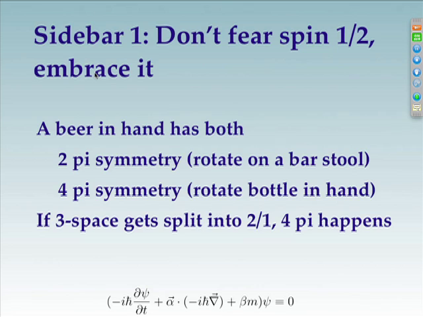Same camera. I'll show you 4 pi symmetry. Because now I go with one twist around, and am I back to where I started? You've seen this trick before. I have to do it again. That's an example of 4 pi symmetry.